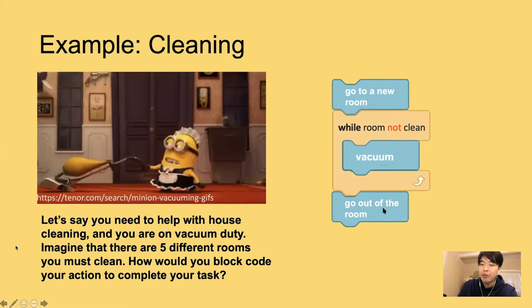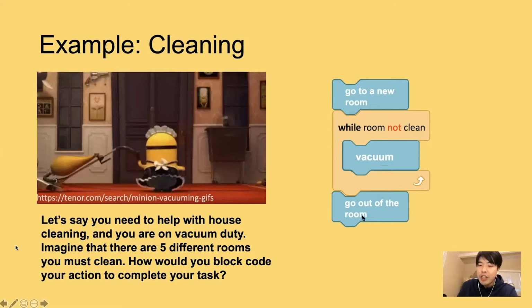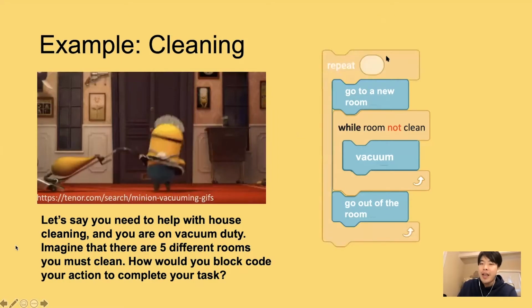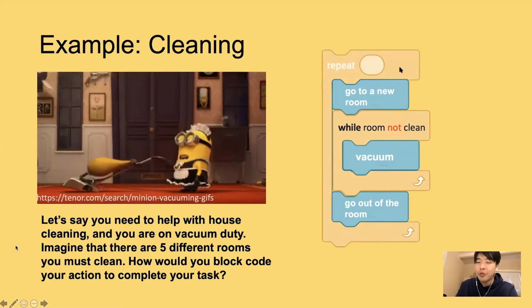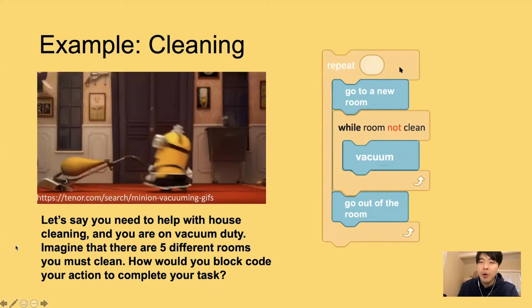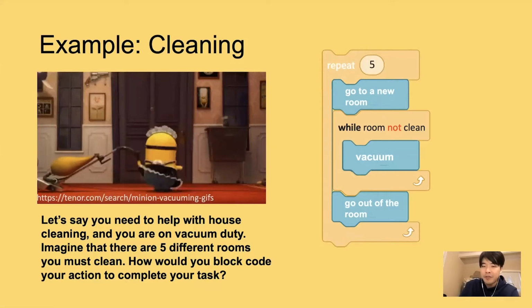Now, once you get out of the room, you need to enter a new room, right? So this is why you need another loop here. And this is a for loop, or counting loop, because you know exactly how many times you repeat this. You want to repeat this 5 times.